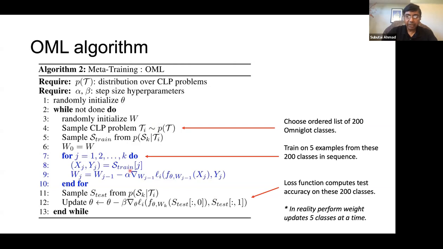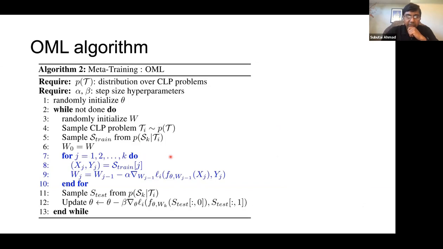In reality, if they were to actually do this, this would be 1,000 steps, and you'd have to accumulate these gradients over 1,000 steps. So what they do is they only update 5 of these at a time. They pick a random point within this list of 200 classes, train for the next 5 classes, then update the weights and iterate. So they don't do a full 1,000 in here. Okay, any questions?